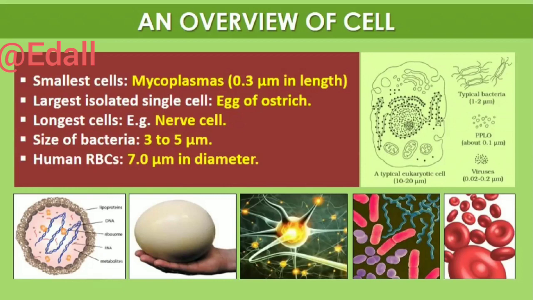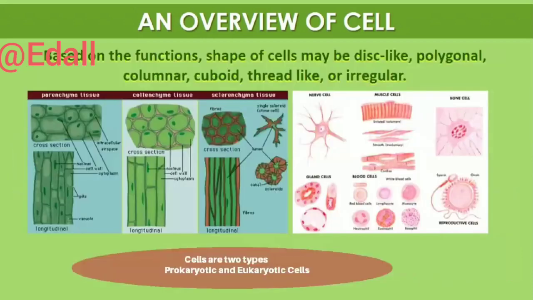Among multicellular organisms, human red blood cells are about 7.0 micrometers in diameter. Nerve cells are some of the longest cells. Cells also vary greatly in their shape. They may be disc-like, polygonal, columnar, cuboid, thread-like, or even irregular. The shape of the cell may vary with the function they perform.